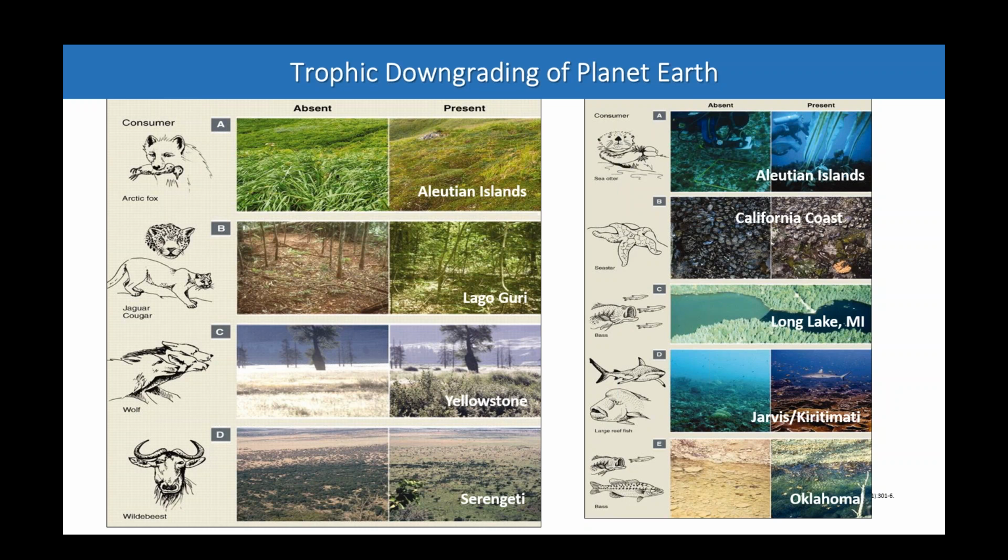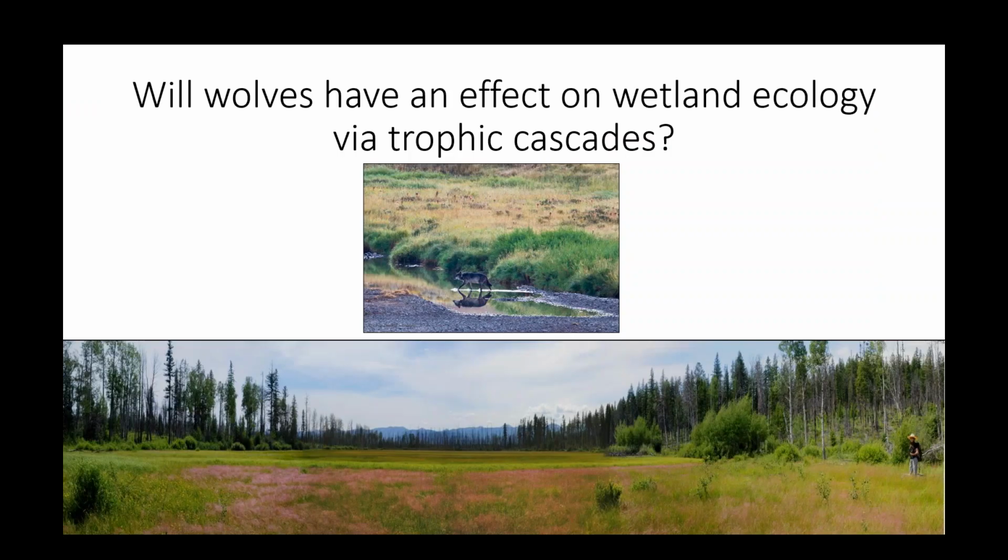In a coral reef, you get the same type of effects when you remove that top level of predator, sharks, for example. And in a stream in Oklahoma, again, when you remove those large carnivorous fish, this is bass again, you can see the difference in the stream conditions.